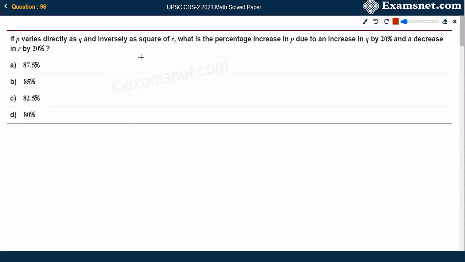In question number 96, we are given that if P varies directly as Q and inversely as the square of R, then what is the percentage increase in P due to an increase in Q by 20% and a decrease in R by 20%? So P varies directly as Q and inversely as square of R. I can combine both, and it will look like this.